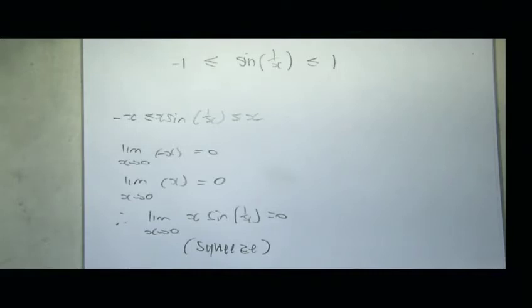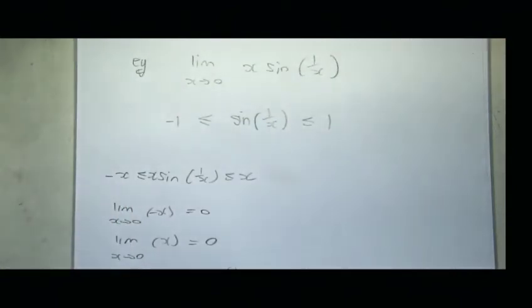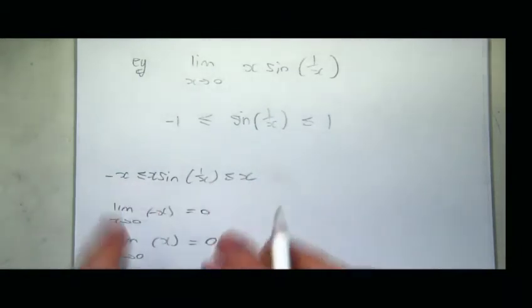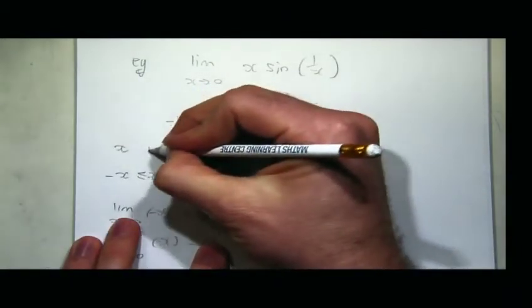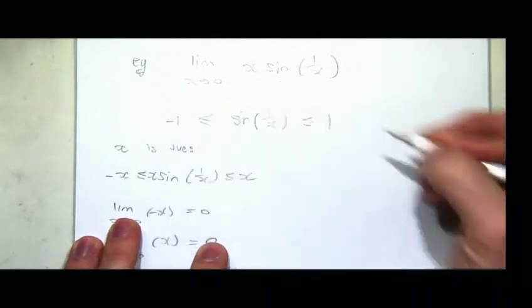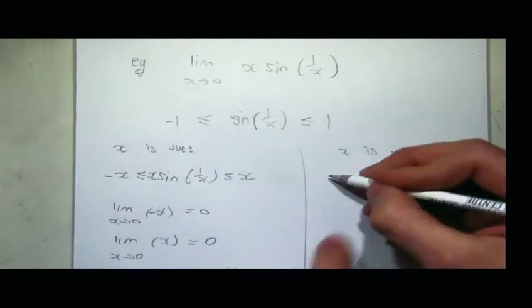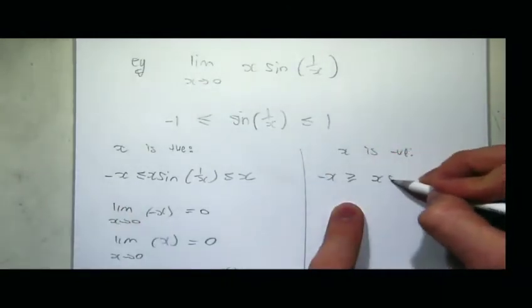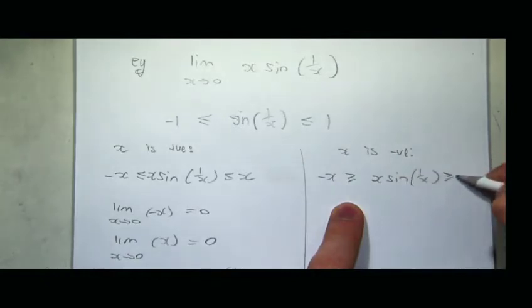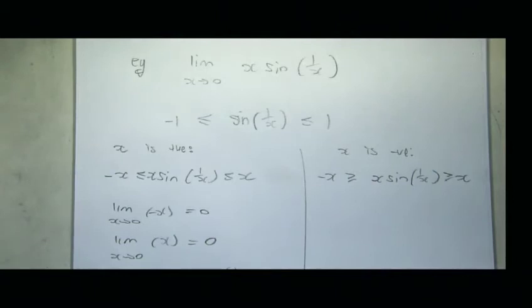There is a technical issue here, though, that's worth mentioning. If x was negative, when you multiply by a negative, all your inequality signs flip. So, damn, this only works if x is positive. If x is negative and I multiply everything by x, I'll get minus x is greater than or equal to x sine 1 over x, which is greater than or equal to x, because when you multiply by a negative, your inequality signs flip over.